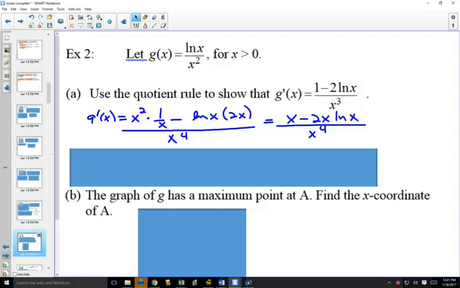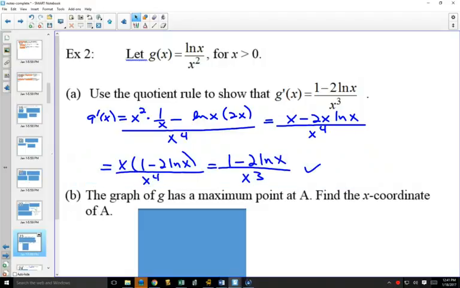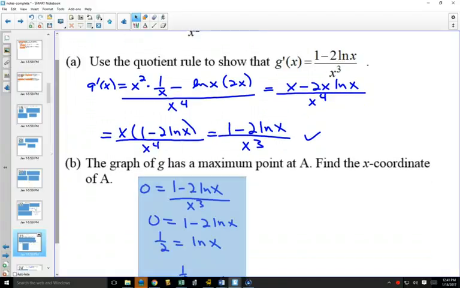Simplifying it, we still have an x to the 4 on the bottom. We want an x cubed on the bottom. So there has to be a way to factor an x out of the top to cancel with the bottom. Sure enough, if you do that, everything works out perfectly. If we set our derivative equal to 0, again, a fraction's only equal to 0 when the numerator is equal to 0.